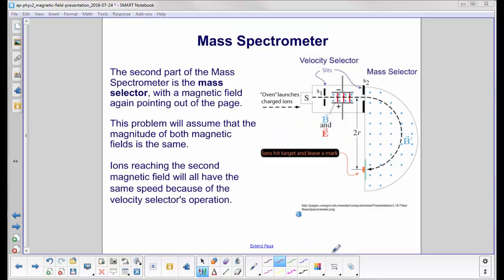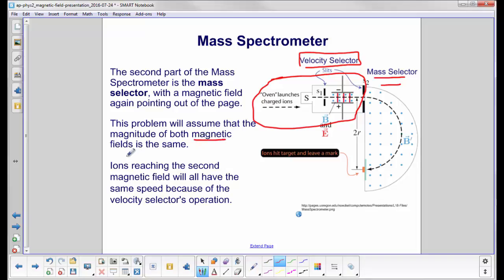The second and final part of the mass spectrometer is the mass selector. So first, let's show where the velocity selector wound up. This is a piece we just talked about. That's over here. And you here have the charged ions being shot in. Here's your electric field. Here's your magnetic field. Now, for the purposes of this problem, we'll assume that the magnitude of both magnetic fields is the same. Ions reaching the second magnetic field, that's this area here, will all have the exact same speed because of the velocity selector's operation.